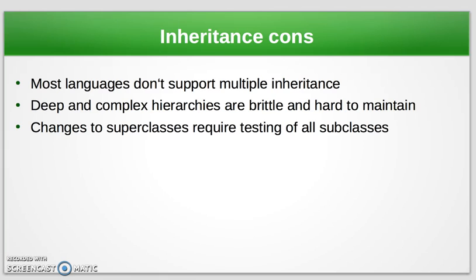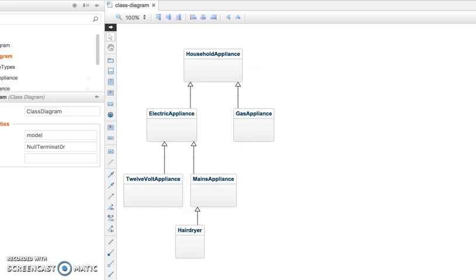Okay, so if we can just switch to another package. Here's an example of a complex inheritance hierarchy, and we'll just talk about a household appliance object. Now, we can see that that's been subclassed into electric appliance and gas appliance. And then below that, from the electric appliance, we can see we've got further subclasses of the 12-volt appliance and the mains appliance. And finally, we can see that a hairdryer, which is an actual physical concrete class, is a subclass of mains appliance, which is a subclass of electric appliance, which is a subclass of household appliance.